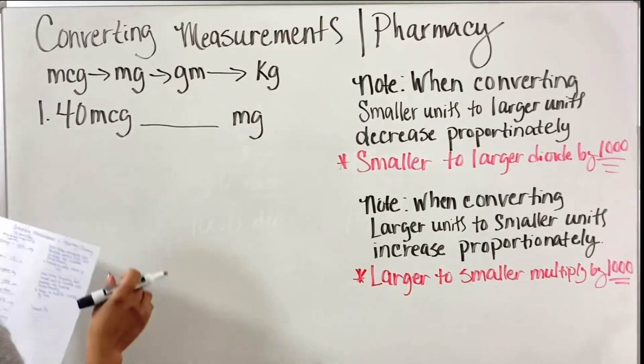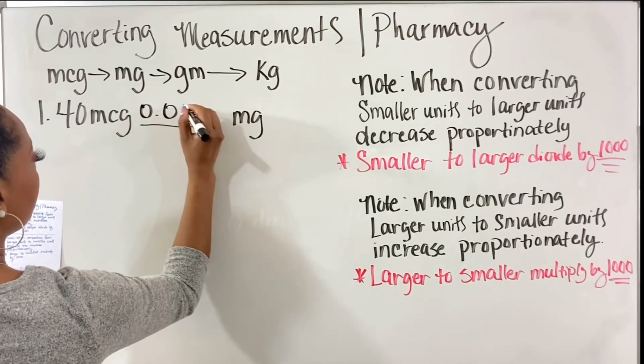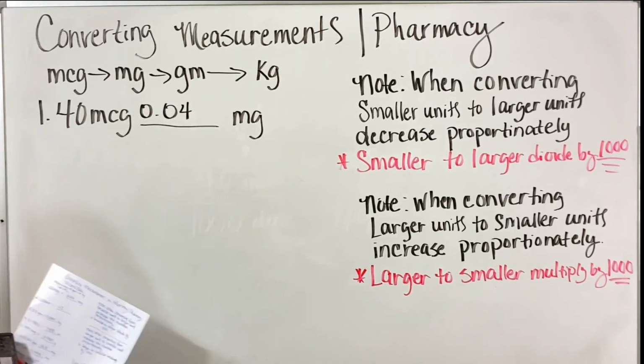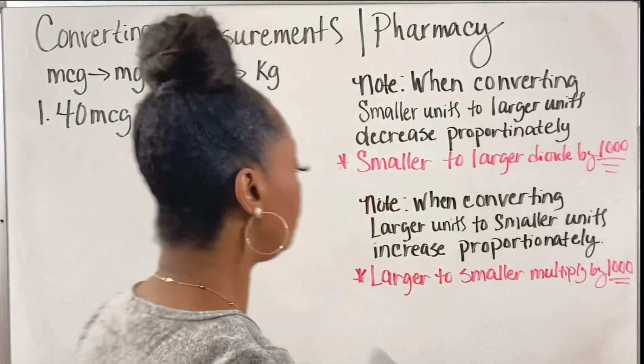All right, so now put that into your calculator, and you should receive 0.04 milligrams. If that's what you got, then you are absolutely correct. Let's move on to number 2.